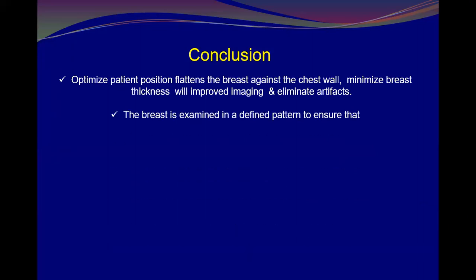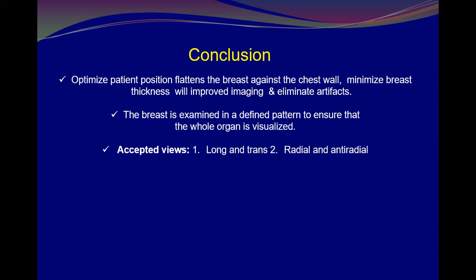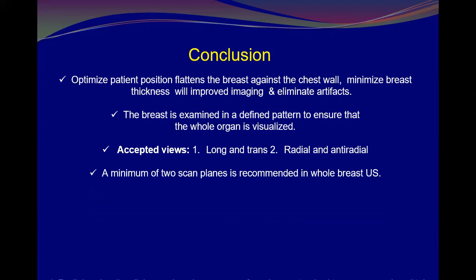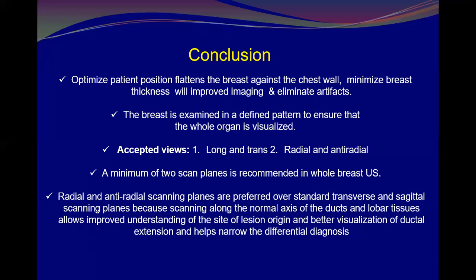Okay. Optimize patient positions: flatten the breast against the chest wall and minimize breast thickness, which will improve image quality and eliminate artifacts. The breast is examined in a different pattern to ensure that the whole organ is visualized. Accepted views, as we mentioned, are long and trans, radial, and anti-radial. A minimum of 2 scan planes is recommended in whole breast ultrasound.